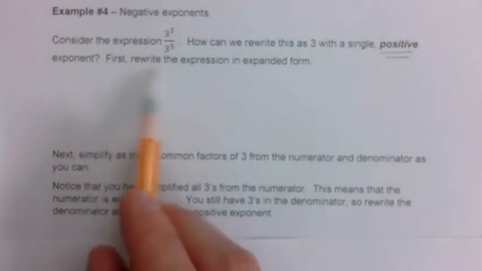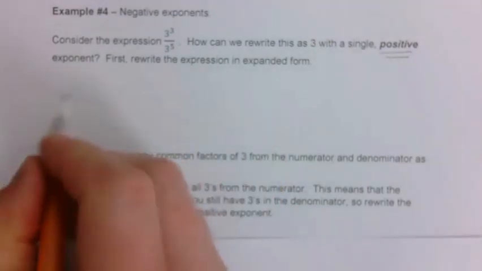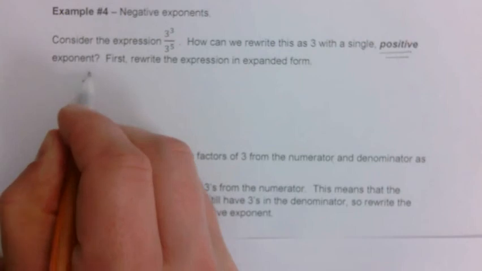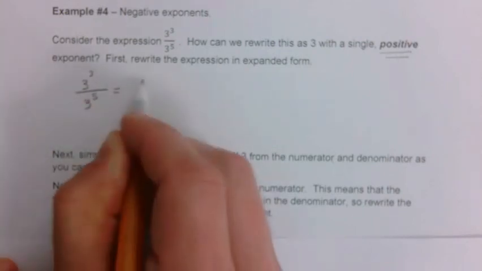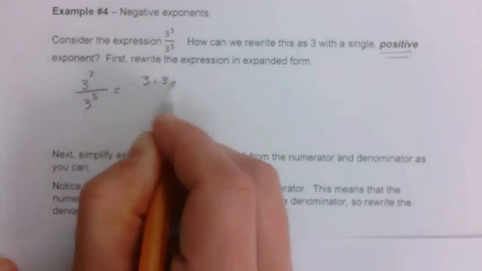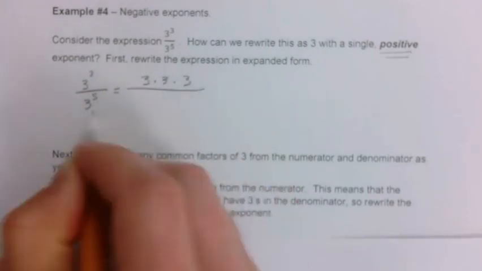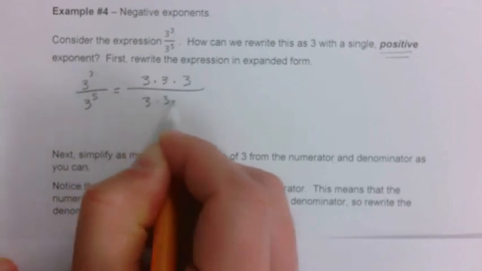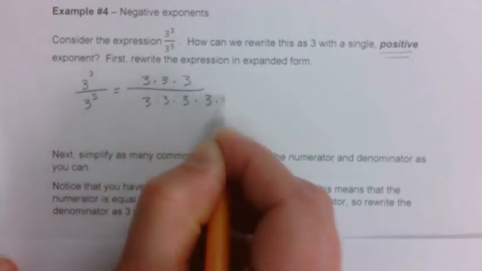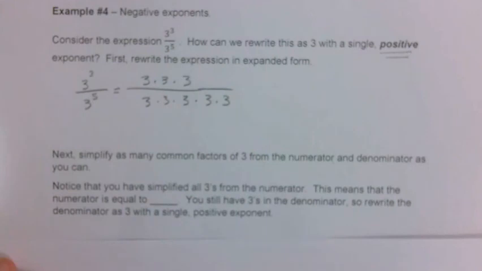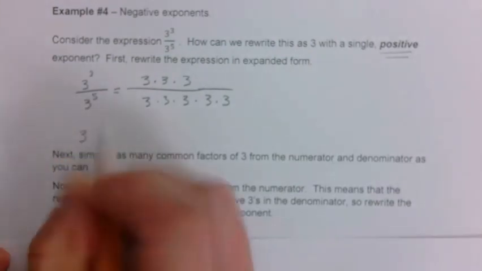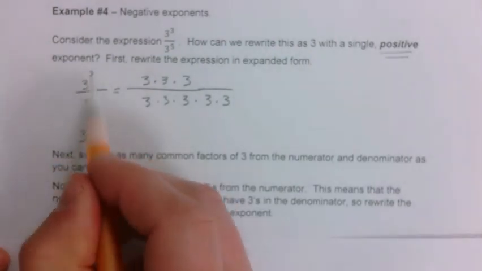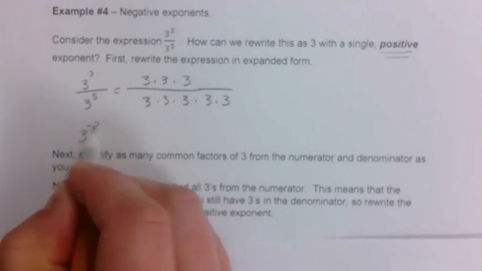All right, well, first rewrite the expression in expanded form. So this is similar to what we were doing before. 3 to the 3rd divided by 3 to the 5th is the same as, in the numerator, 3 to the 3rd is 3 times 3 times 3. And in the denominator, 3 to the 5th is 3 times 3 times 3 times 3 times 3. Well, we know from using our last property that all I would have to do is keep the base and subtract the exponents. 3 minus 5 is negative 2.